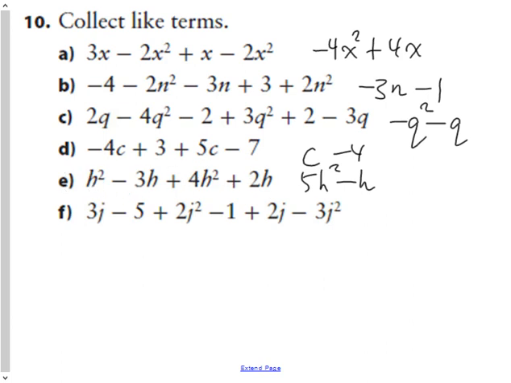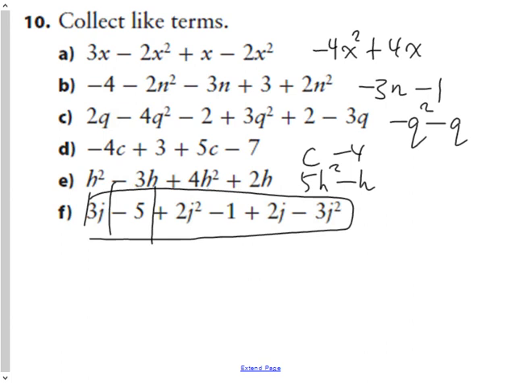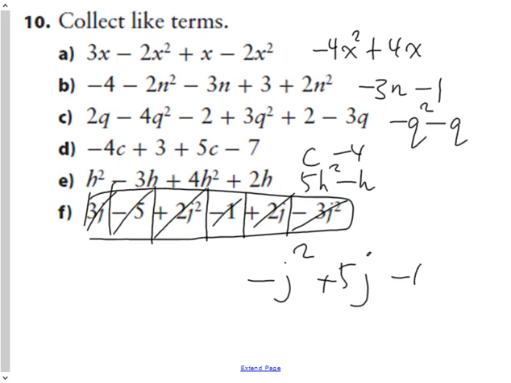And finally, the last question. There are 6 terms. 2j squared and negative 3j squared is negative 1j squared, or negative j squared. 2j and 3j is positive 5j, and negative 5 and negative 1 is negative 6. So that's the answer for question 10.